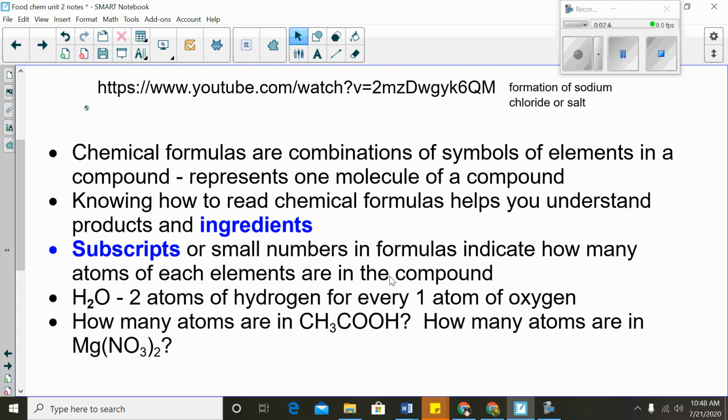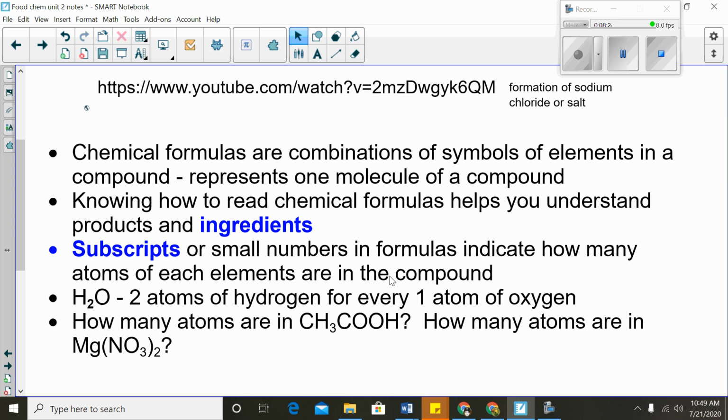Now, chemical formulas are combinations of symbols of elements in a compound. A formula represents one molecule of a compound. Knowing how to read chemical formulas helps you understand products and ingredients. Subscripts, or small numbers in formulas, indicate how many atoms of each element are in the compound. So the first skill that I will ask you to complete is knowing how to count your atoms in a formula. Look at H2O, which is water, right?